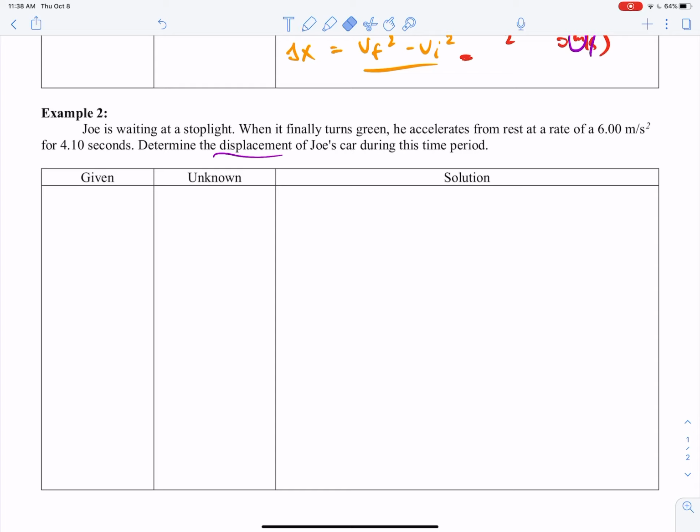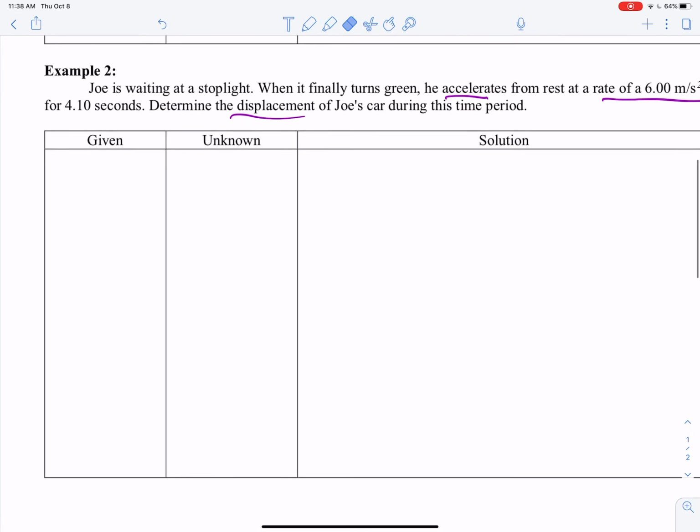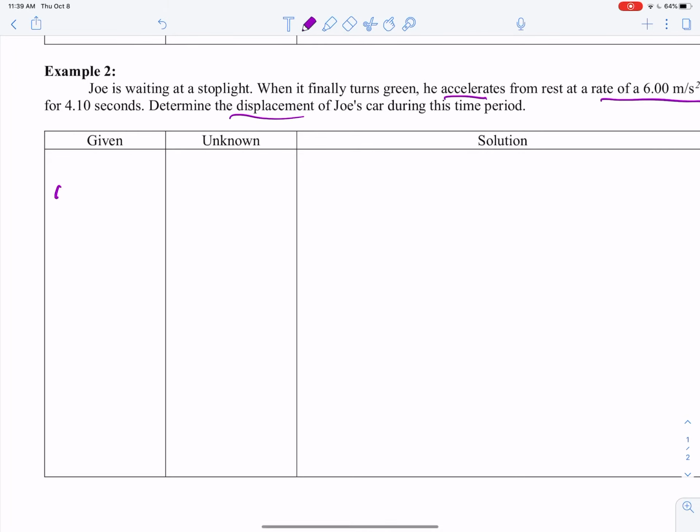So here we go. We've got some obvious ones. He accelerates at a rate of 6 meters per second squared, so that's easy. Can easily include that one. I've got this 4.10 seconds. That's clearly a time. And then my unknown is, again, displacement. But there is another hidden given in this particular problem, and it's right here. It says he accelerates from rest. From rest means that Joe's initial velocity was 0.